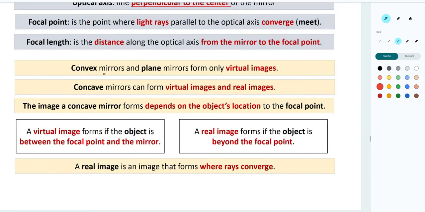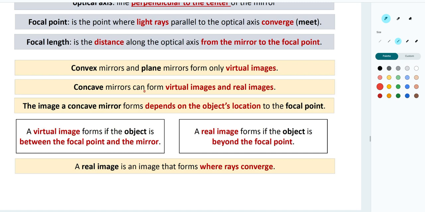Here it tells us that convex mirrors and plane mirrors form only virtual images, which we spoke about, and concave mirrors can form virtual images and real images. The image a concave mirror forms depends on the object's location to the focal point. And again, the video that I will share with you will give you a good view of this.